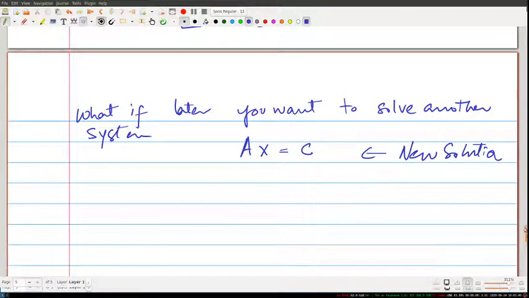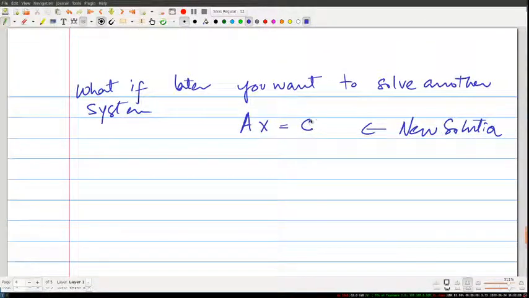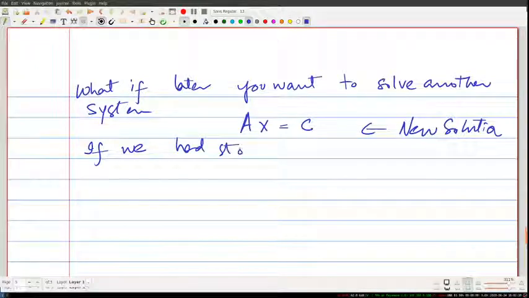So when you do elimination using a Gaussian elimination process on the augmented matrix, this b actually changes, right? Because you're doing some row operations here. So this b changes into something else. So we don't know what this c will change into once we do all the same Gaussian elimination steps. But if we had stored L and U, we can still do the same thing.